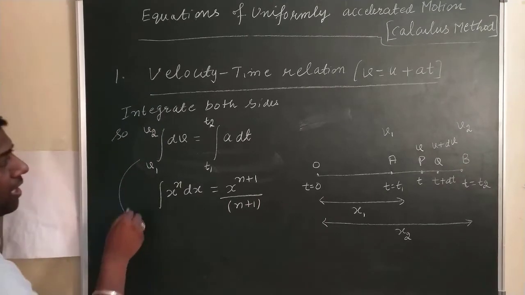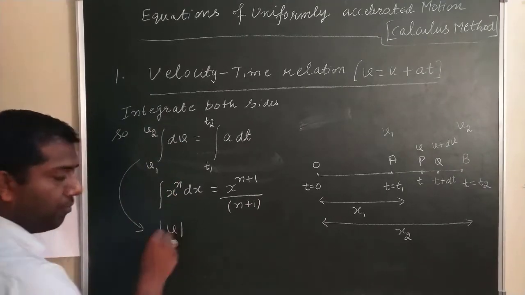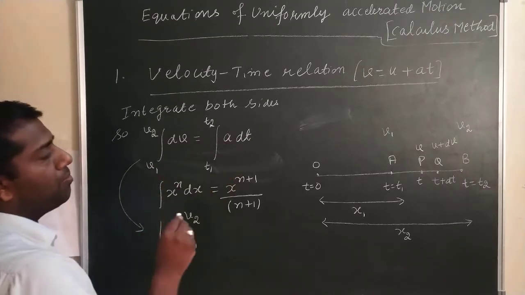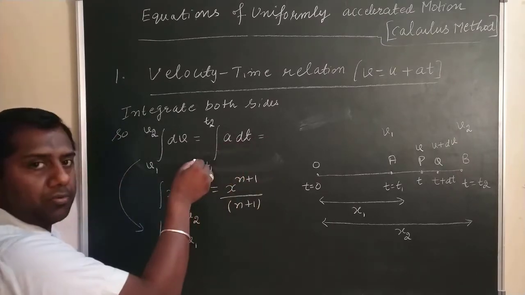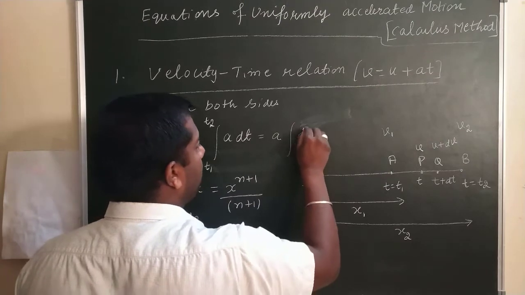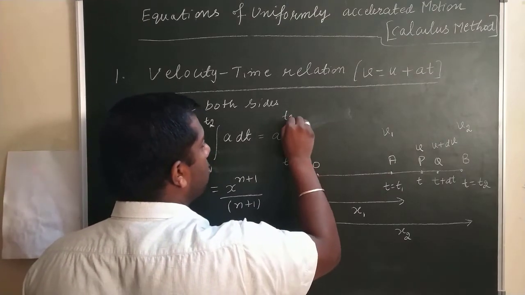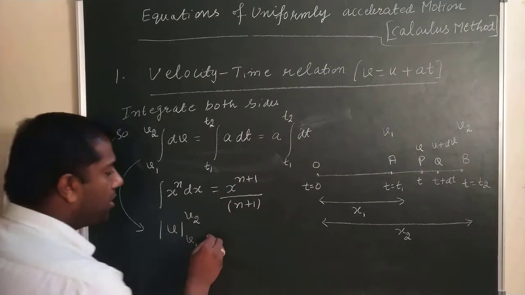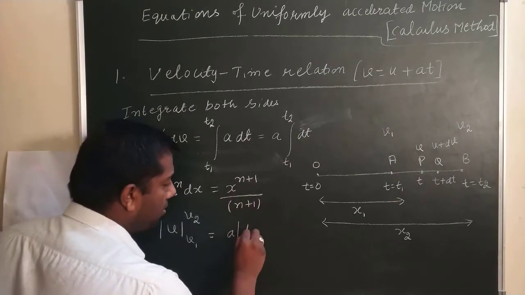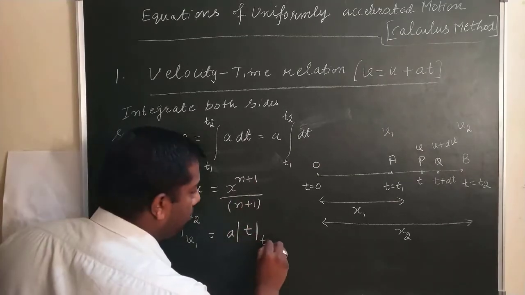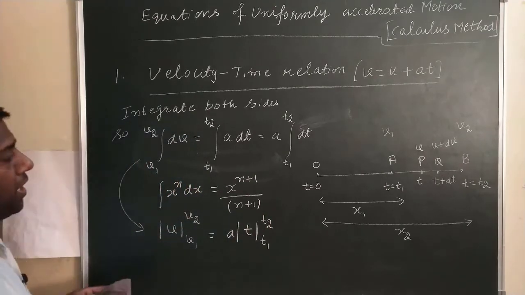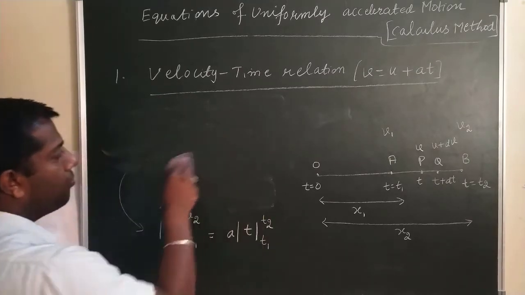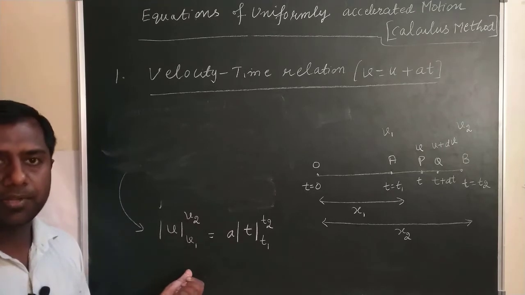So by using this property, the integration of dv is v, and then we will put the lower limit and the higher limit. Also from this step I can take a outside because a is constant, I have already mentioned. So we can also write it in this way. Then we will integrate with respect to time, and we know that the integration of dt is simply t, and I will put the limits here. This is t1 to t2. So in the integration you will study that after the integration you will firstly put the higher limit, then you will subtract the lower limit.